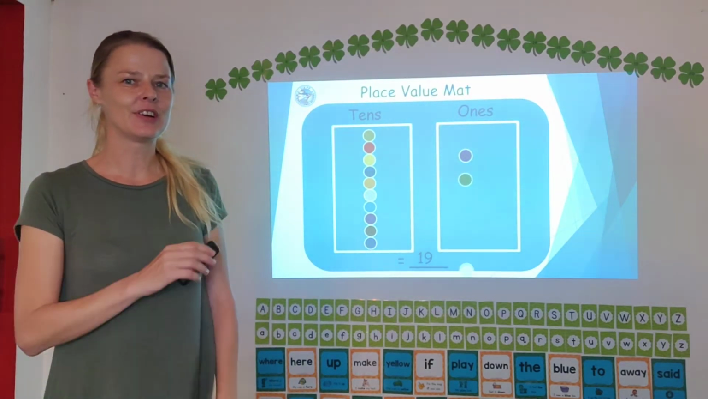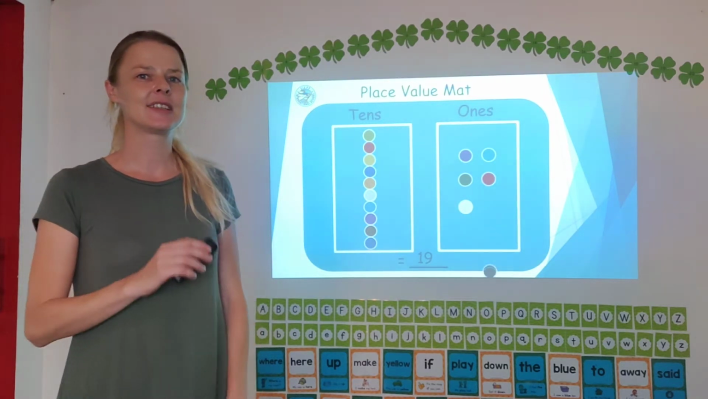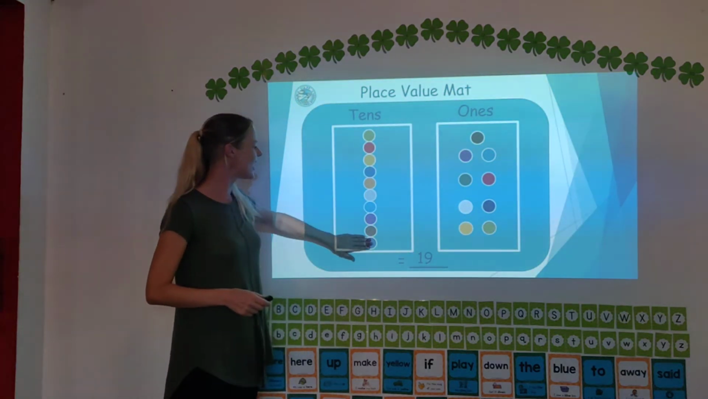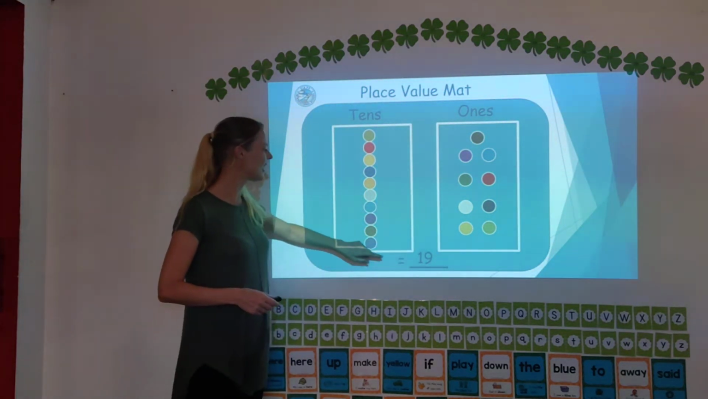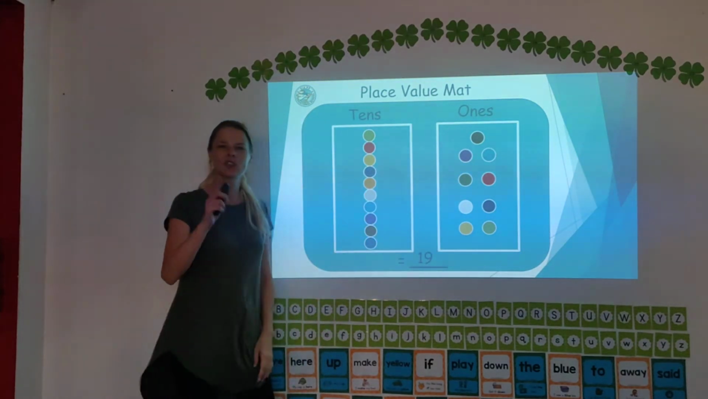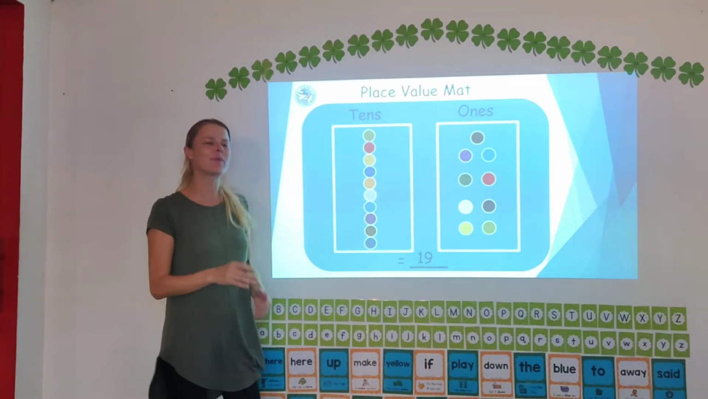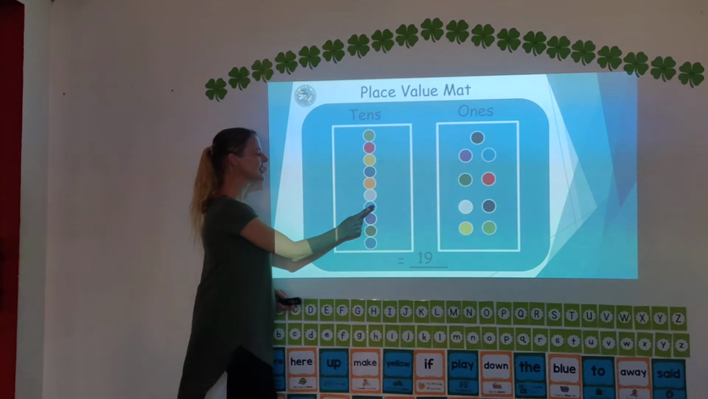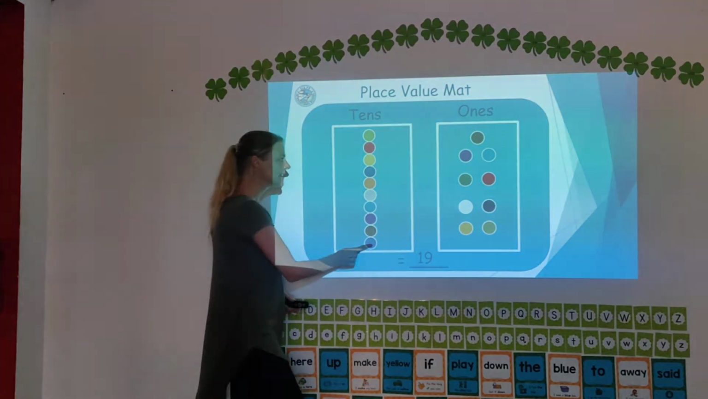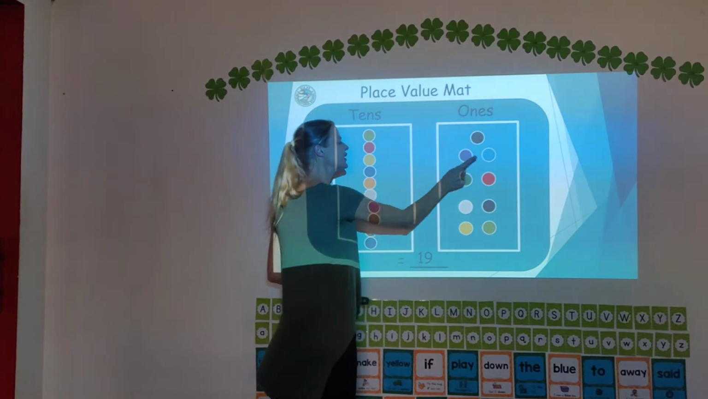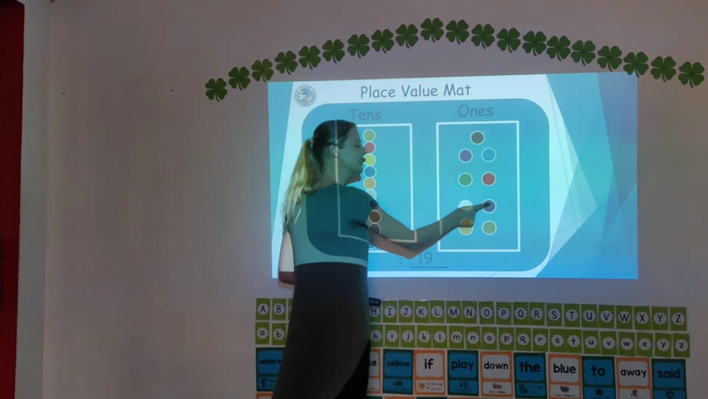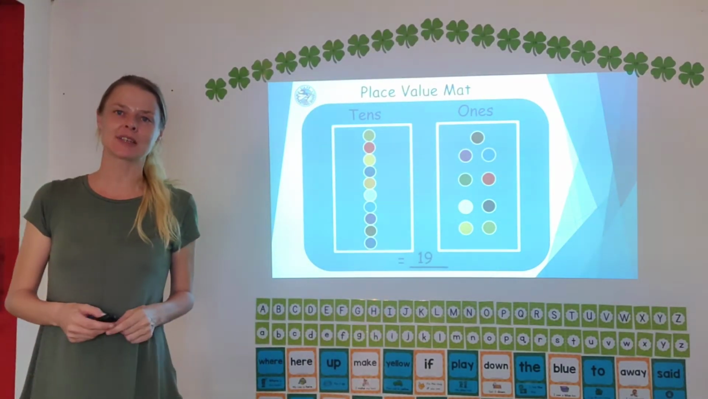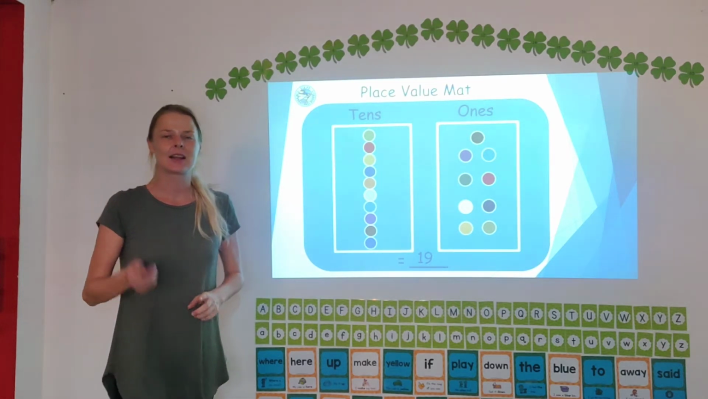1, 2, 3, 4, 5, 6, 7, 8, 9. So 1 row of 10, 1 ten, and how many ones? 9. Should we check that's really 19? Let's count them all together. 1, 2, 3, 4, 5, 6, 7, 8, 9, 10, 11, 12, 13, 14, 15, 16, 17, 18, 19. Well done. Can you count your counters? Make sure that your number is correct. Let's do the next one.